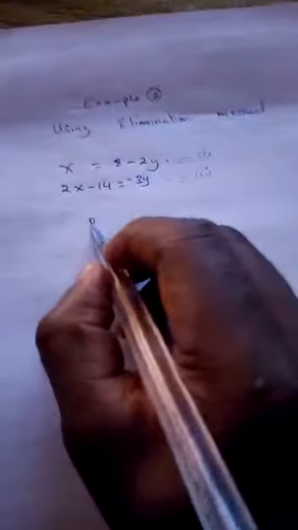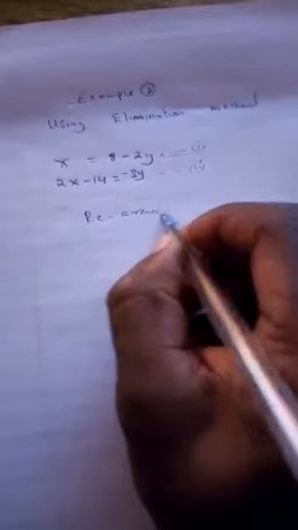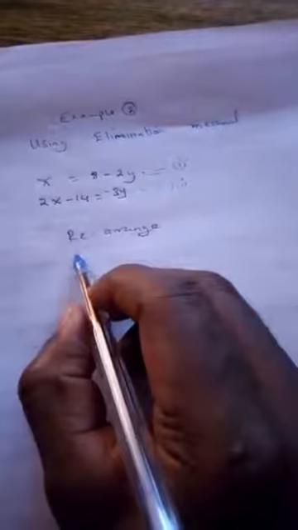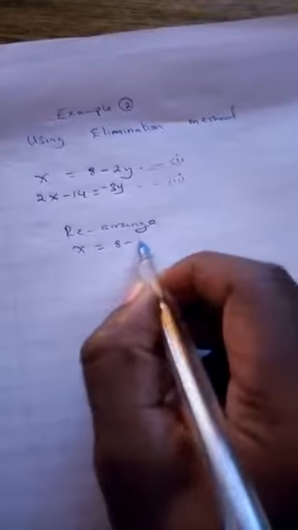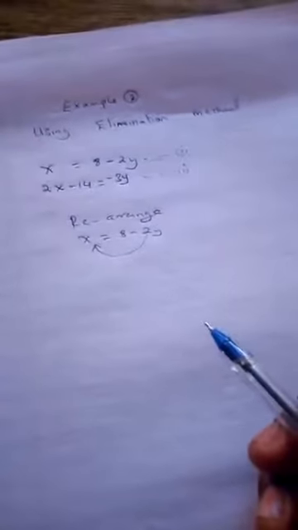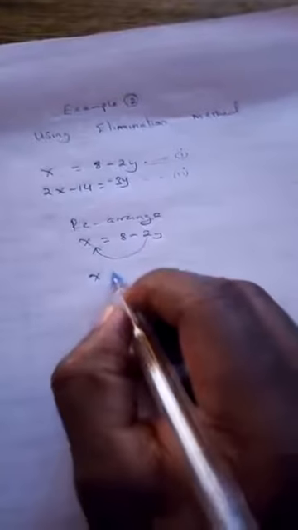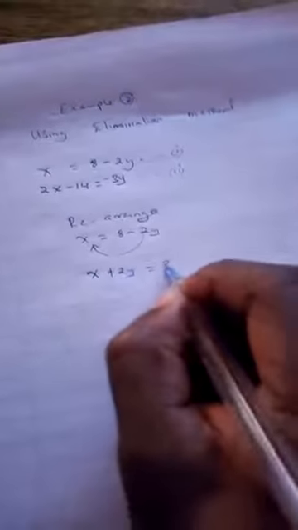So that means I do what? I rearrange. Now rearranging means I look at equation 1, which is x equaling to 8 minus 2y. So I bring this guy this side. And you know when he crosses the equal sign, he will become a positive, which means I will have x plus 2y equaling to 8. That is my equation 1. I have first worked on it, rearranging.